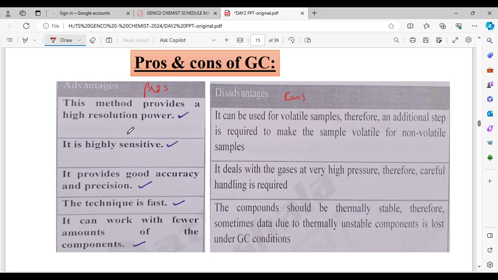This method provides a high resolving power, high sensitivity, good accuracy. It's a good technique and it is a fast one. Works with fewer amounts of the component. Fewer means less, that is, it says even with a very small sample we can detect. The disadvantages are, the samples you use need not all be volatile, there is no such rule, right?